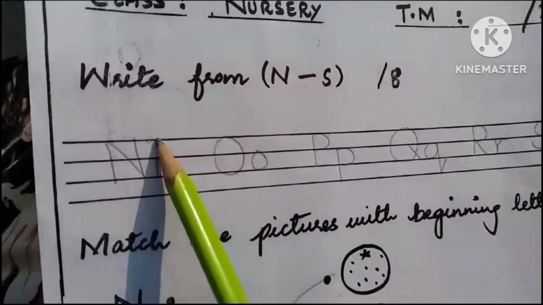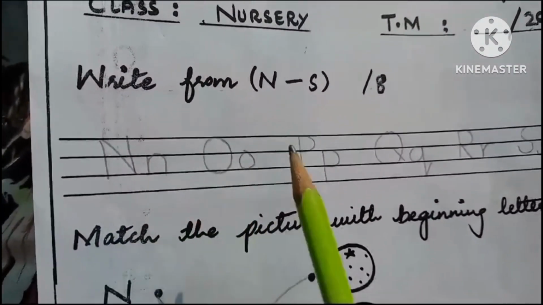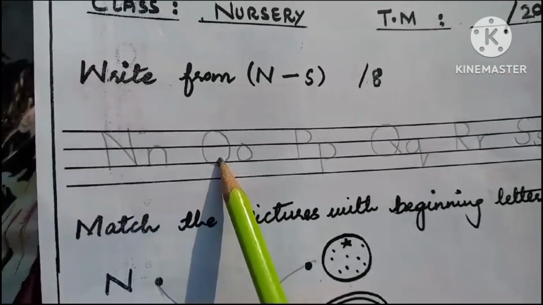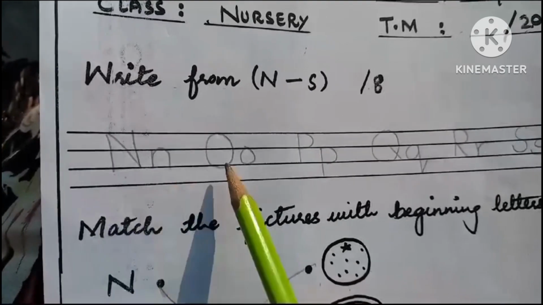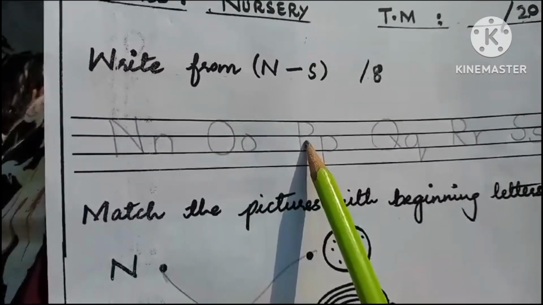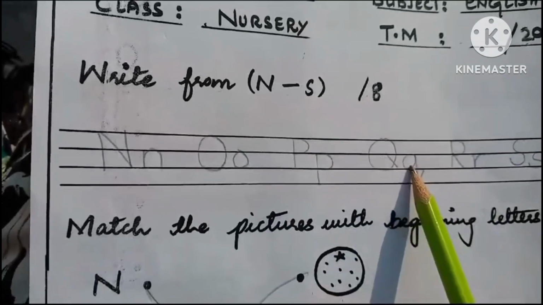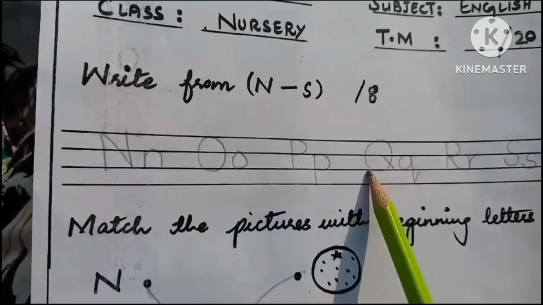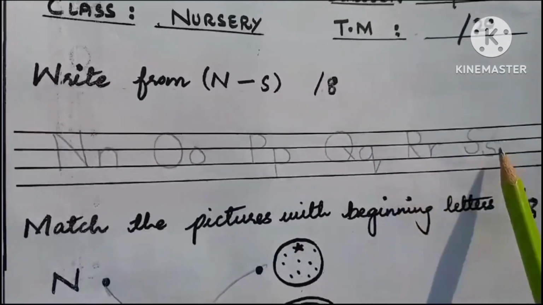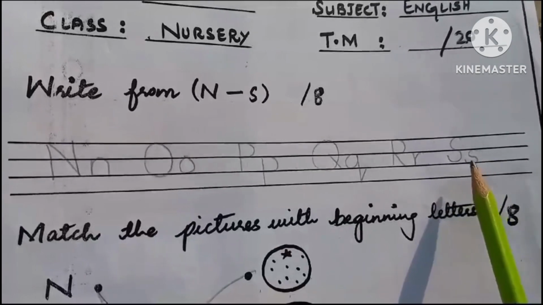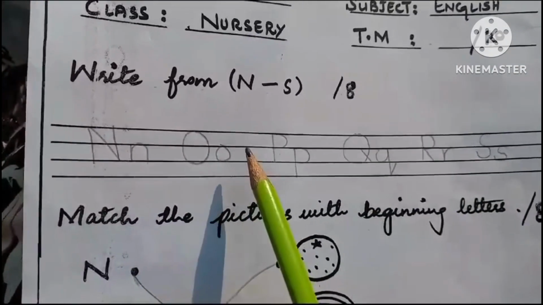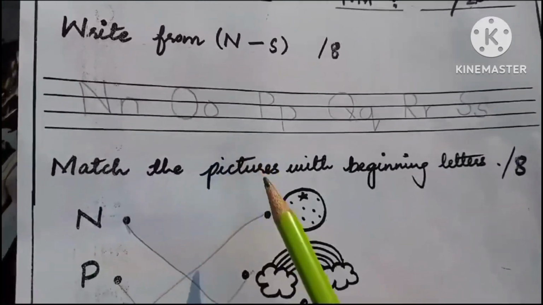Okay, so these are the alphabets: capital N, small n, capital O, small o, capital P, small p, capital Q, small q, capital R, small r, capital S, small s. So these are the alphabets and the phonics.